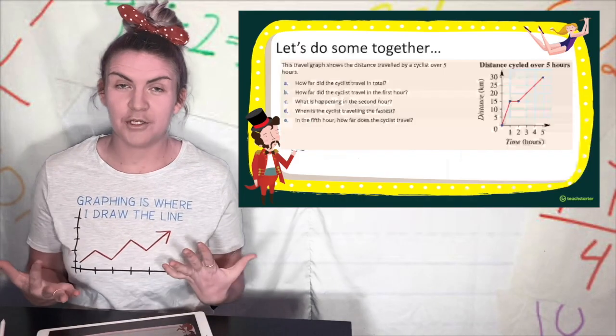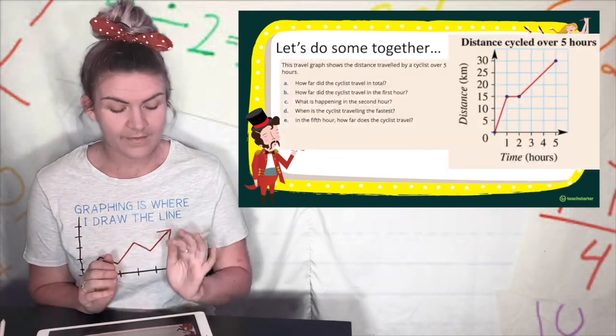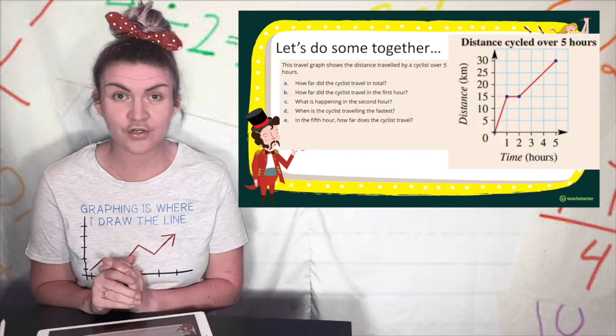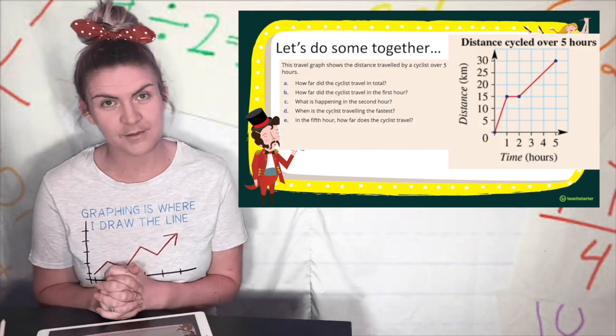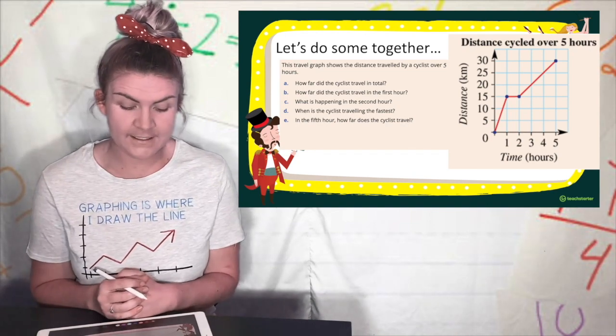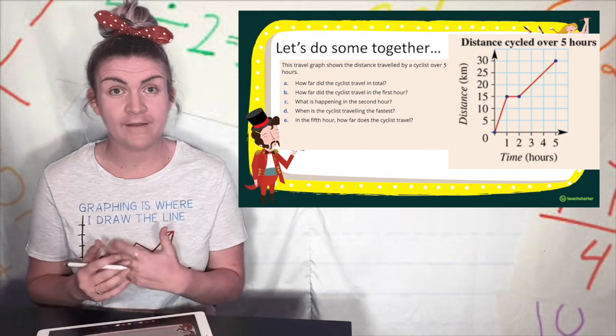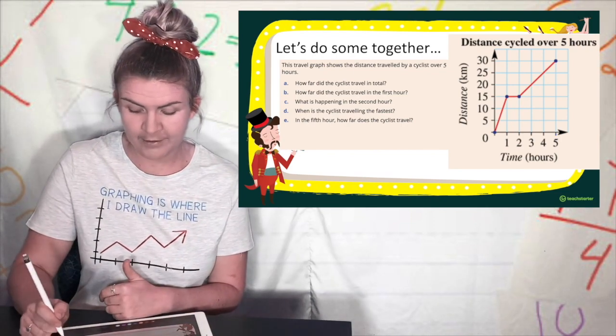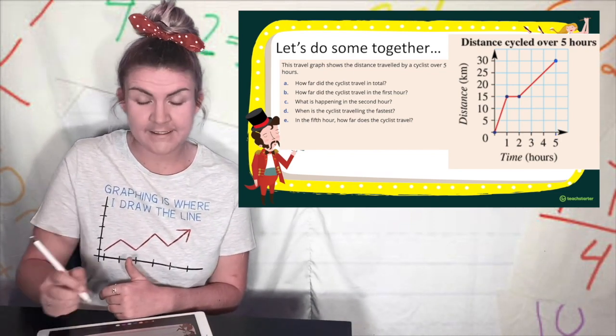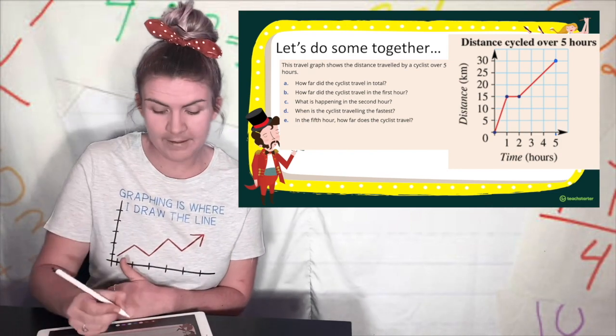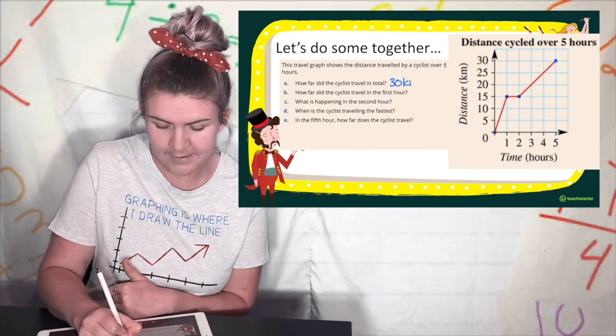Let's try interpreting travel graphs. This travel graph shows the distance traveled by a cyclist over 5 hours. A. How far did the cyclist travel in total? Well, the total would be the end of their journey at the 5-hour trip, and this point is at 30 kilometers. So they must have traveled 30 kilometers altogether.